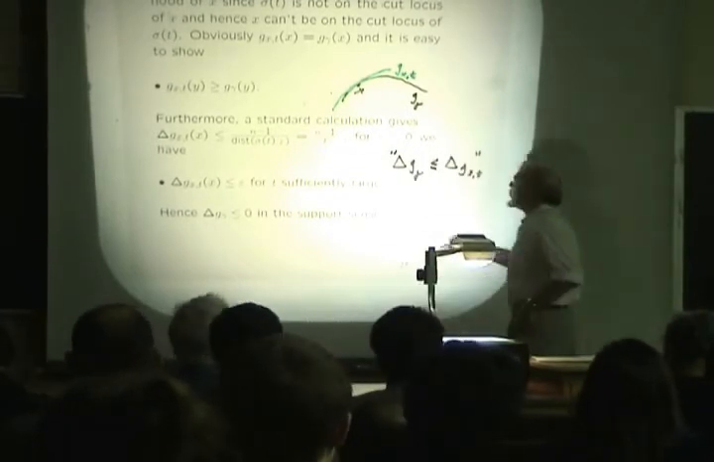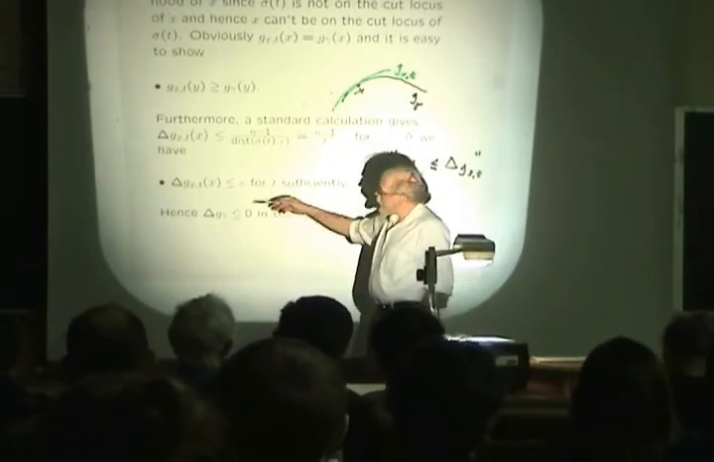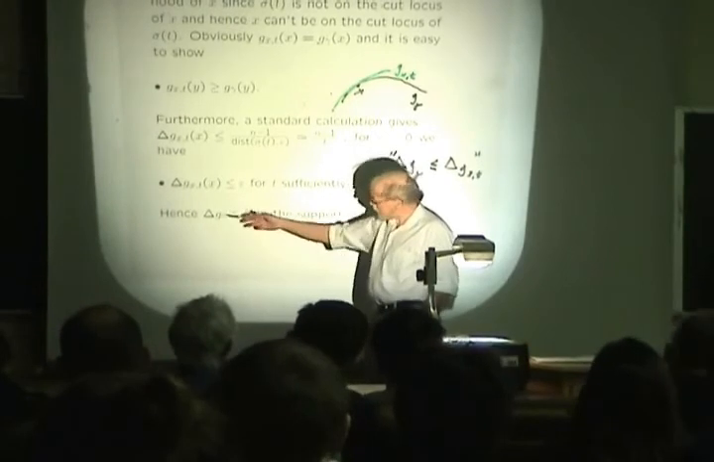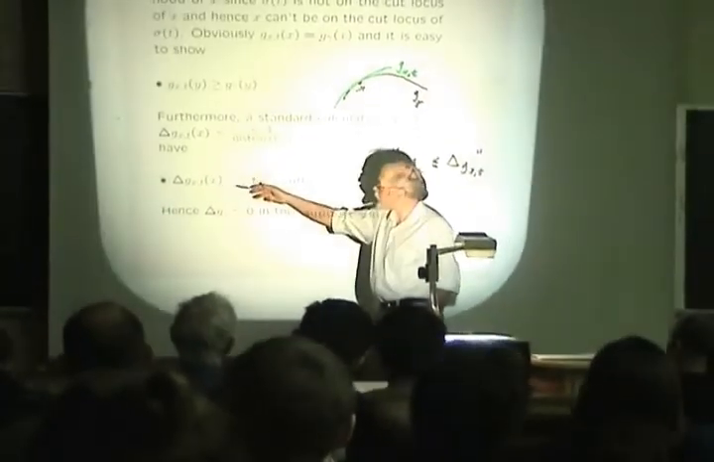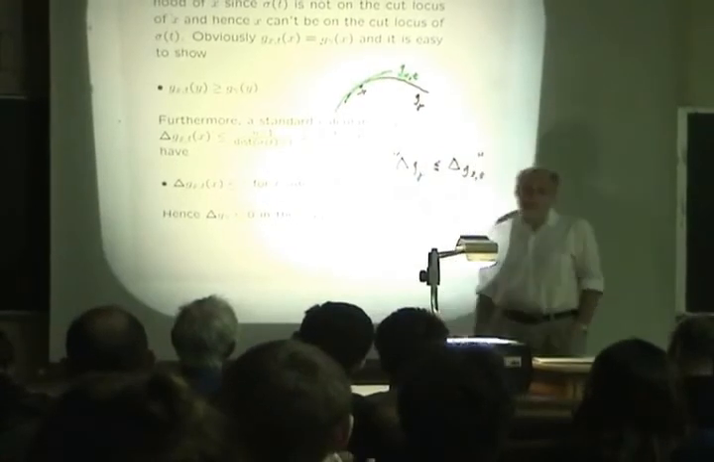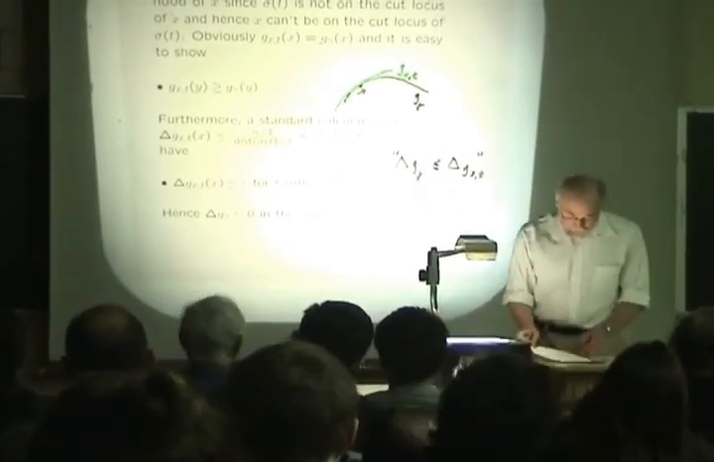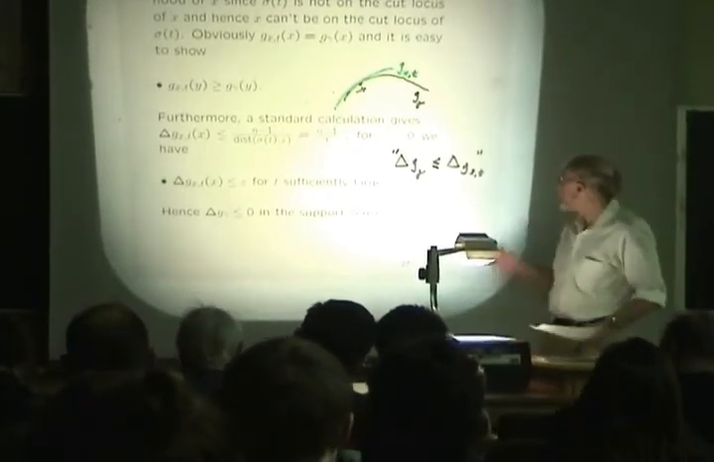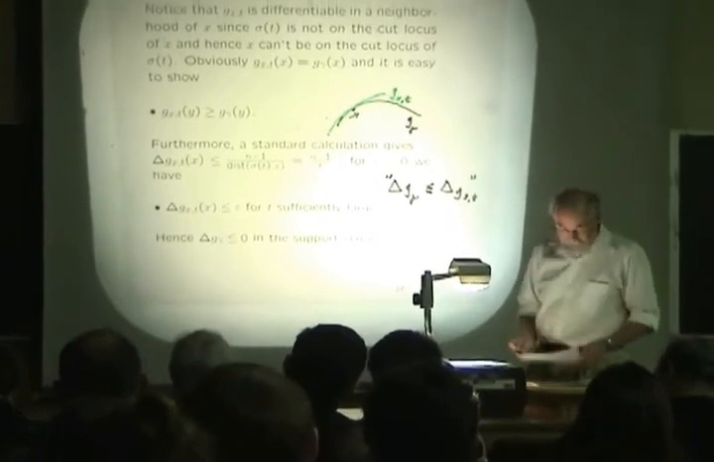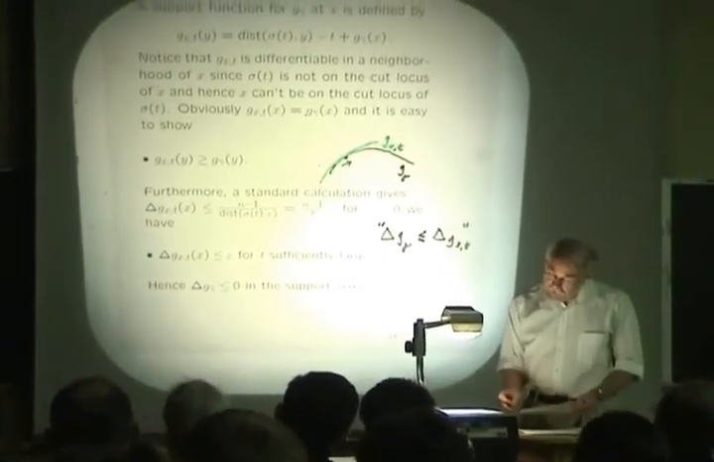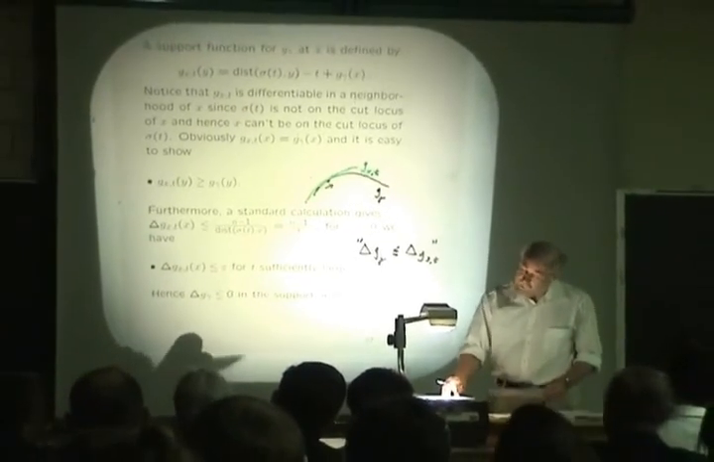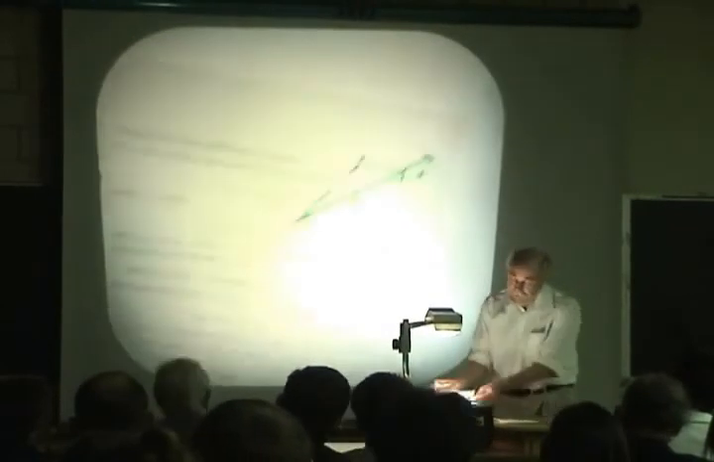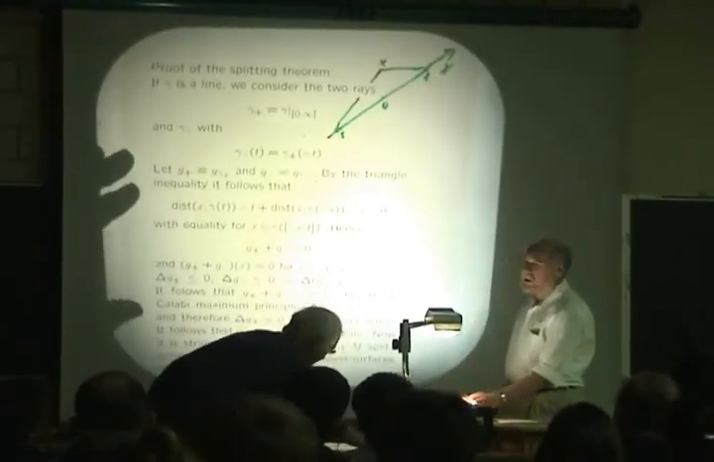You may not know what this statement means, but it means that there's a support function which satisfies this inequality. So you have this notion of superharmonic functions which are just continuous. It means just what's stated there. So these Busemann functions are superharmonic in the sense of support functions. That's already established. Now for the proof of the splitting theorem itself, suppose you actually have a line.